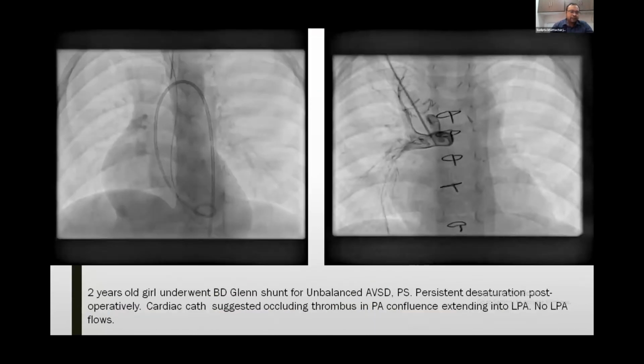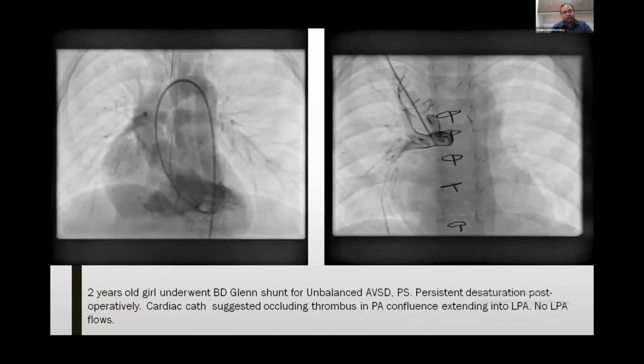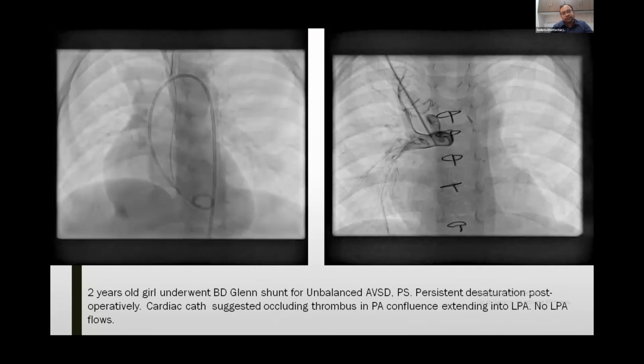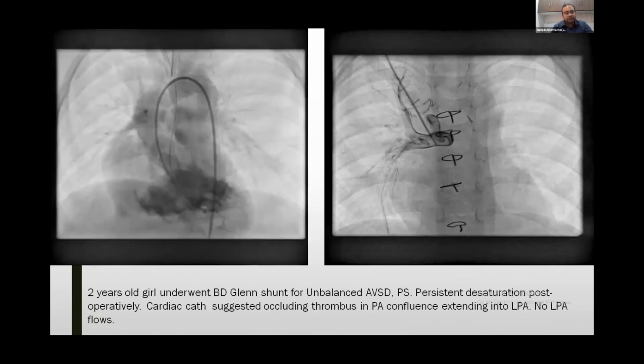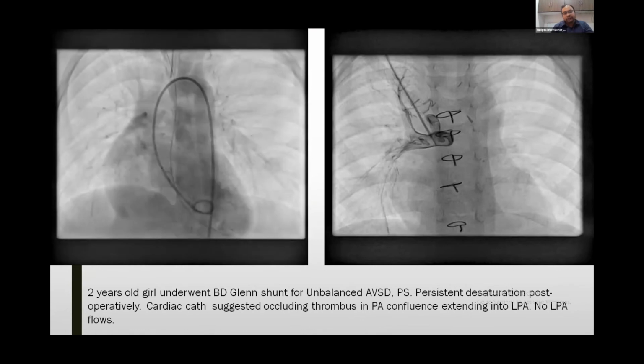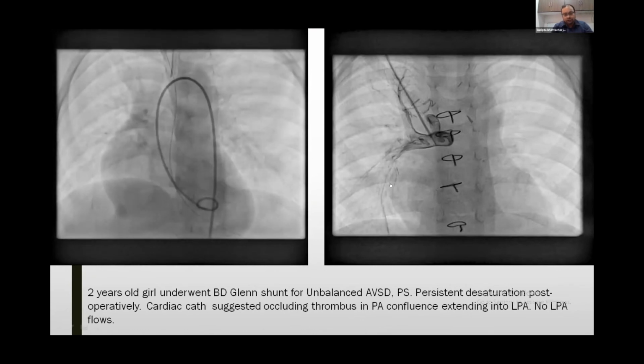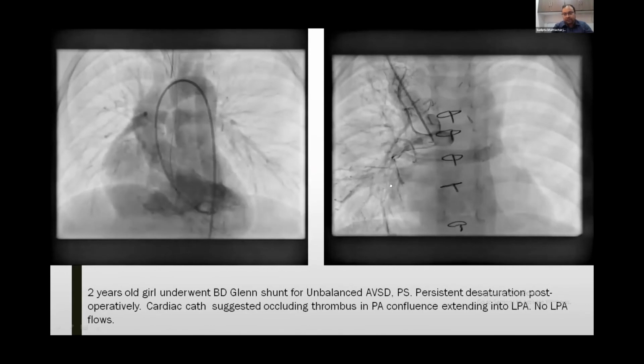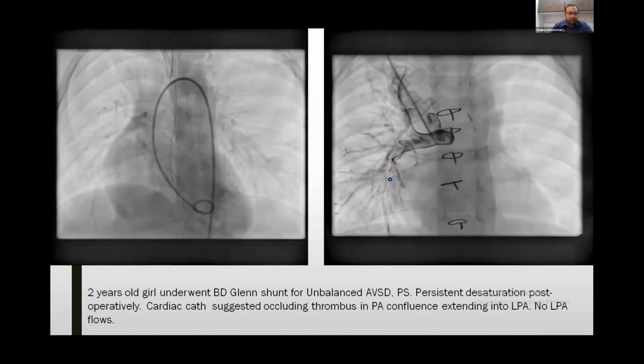So this is an example of a 2-year-old girl who underwent Glenn procedure for single ventricle physiology. There was persistent desaturation post-operatively. Cardiac cath was done, which suggested occluding thrombus in the PA confluence, and no LPA flows were seen.